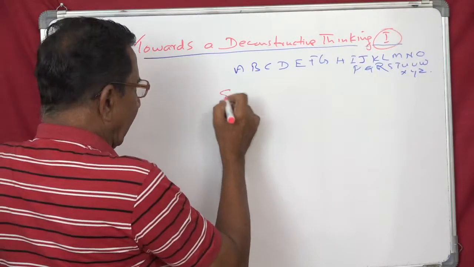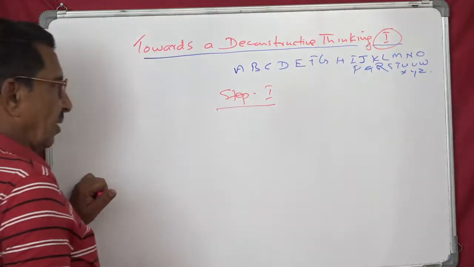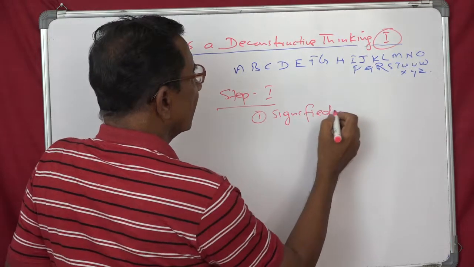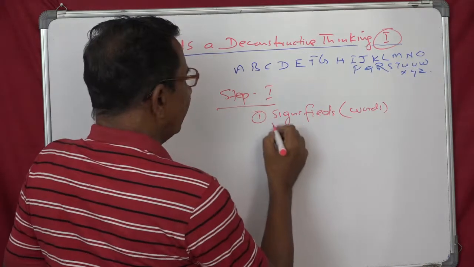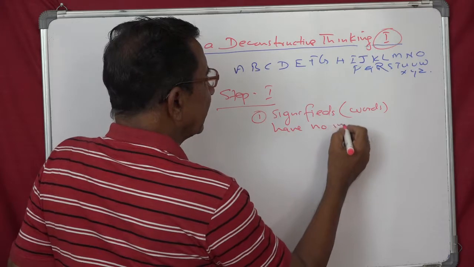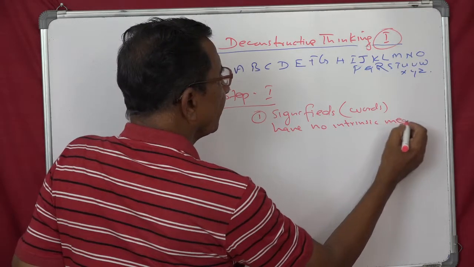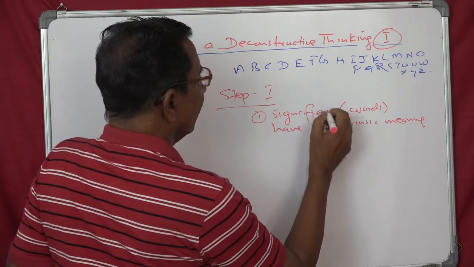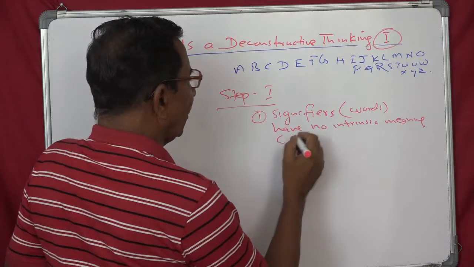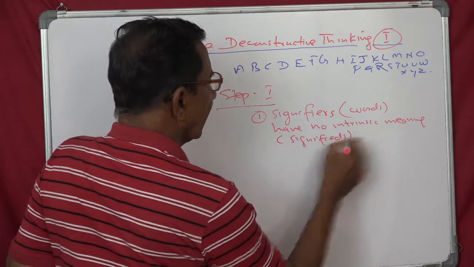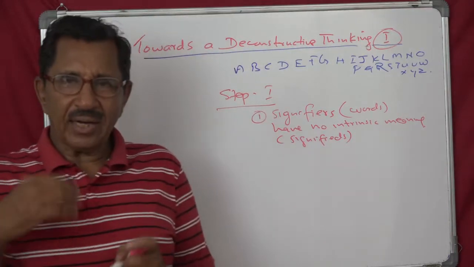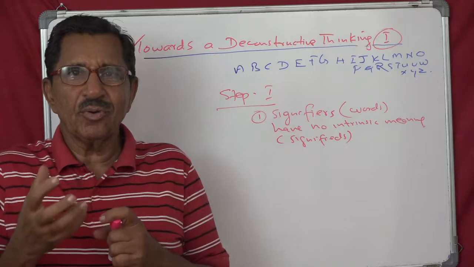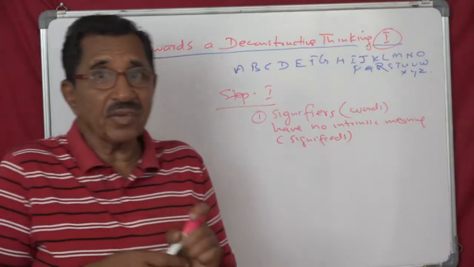Let's see. So deconstructive step 1. Different steps you will see. What is the step 1? First, signifiers or words have no intrinsic meaning. Understand? Step 1. And if you understand, you get some mental picture, a concept. That concept is created in you because of the tradition or something like that, not because of any logic.